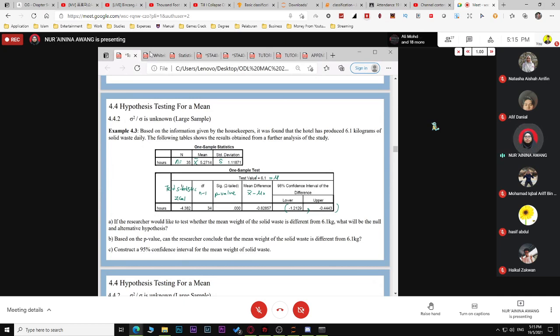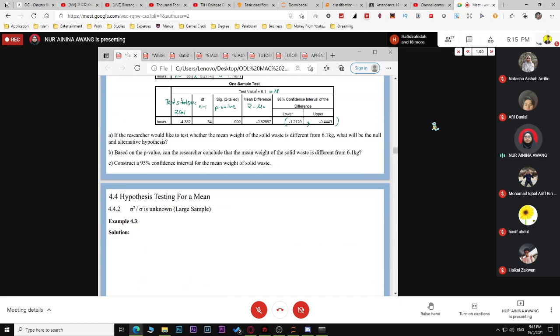Okay, so for A, if the researcher would like to test whether the mean weight of the solid waste is different from 6.1 kg, what will be the null and alternative hypothesis? The question asks you to write the null and alternative hypothesis, so just do it as usual. For A, it wants to know whether there is a difference or no difference. So mu is equal to 6.1, and then this one becomes unequal to 6.1. So this question asks whether it is different from 6.1.